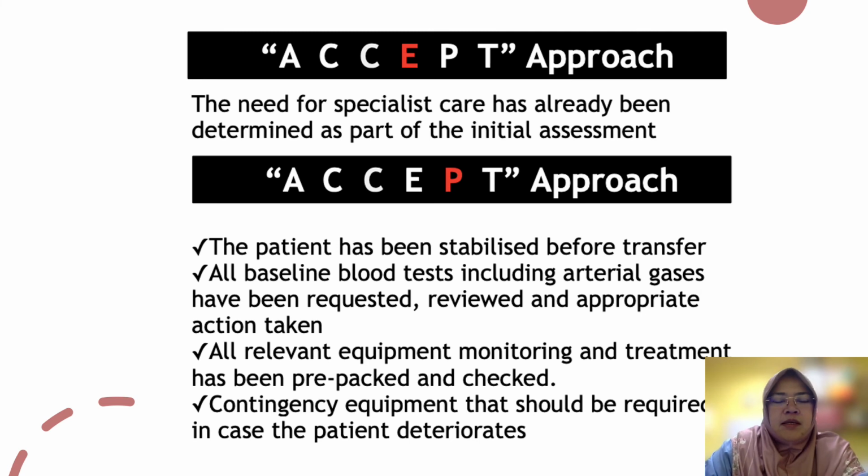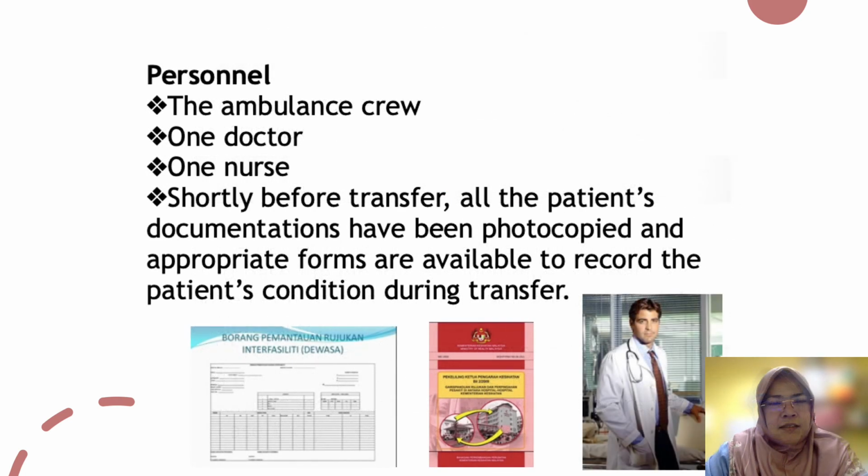And for P, prepare and packaging. The patient has been stabilized before transfer. All baseline blood tests, including arterial gases, have been requested, reviewed, and appropriate action taken. All the relevant equipment, monitoring and treatment has been prepacked and checked, with contingency equipment that may be required in case the patient deteriorates also prepared. Next is the personnel: the ambulance crew, one doctor, one nurse. Shortly before transfer, all the patient's documentation has been photocopied and appropriate forms are available to record the patient's condition during transfer.